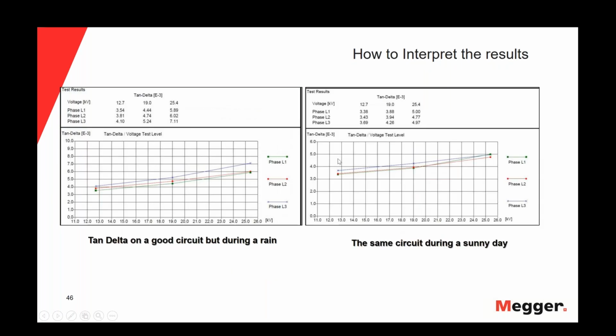In the next slide, we see how the weather conditions can affect the measurement of the tan delta. In the graph on the left, we did this tan delta test during rain. You can see the values, for instance for phase L3, are high. The maximum that we reached was almost 7 for the tan delta. In the same circuit on a sunny day, we have better results. For the same line, the same phase L3, the maximum we reached was 5. So the weather conditions can also affect the results of the tan delta.